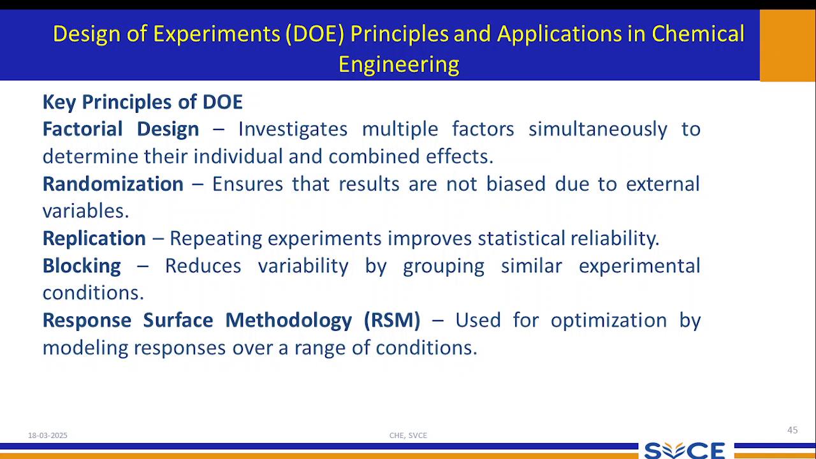What is randomization? It ensures that results are not biased due to external variables. So the results should not be biased because of the noise level or external variables which are not considered in the equation. Replication: repeating experiments improves statistical reliability. Blocking reduces variability by grouping similar experimental conditions.